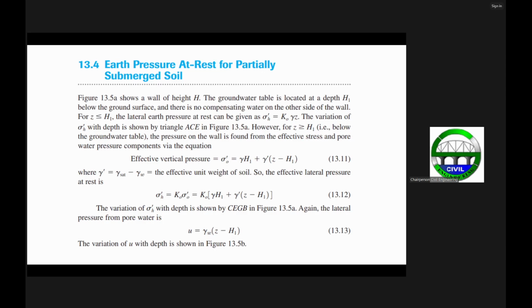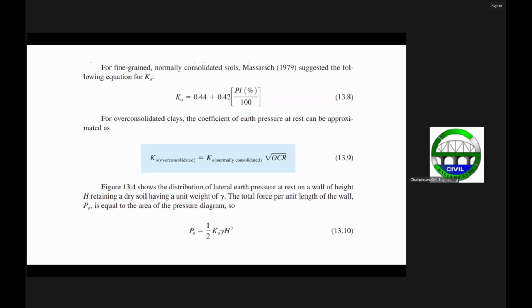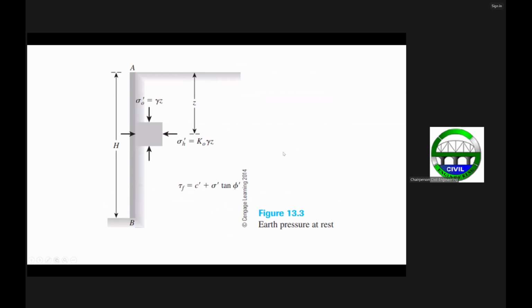So earlier we had a soil condition with no groundwater level. In such a case, in reality, that can happen. But in some cases, you can have a groundwater level. You can consider a groundwater level.